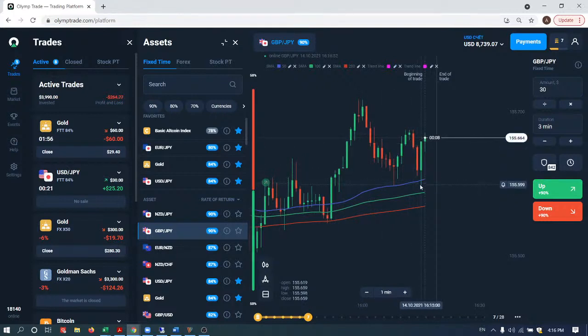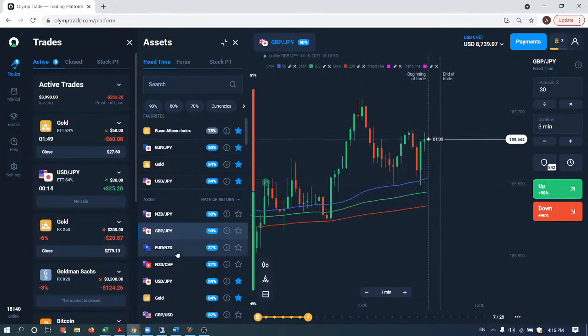Now the price quickly went down, and then made another pullback. And the level of support works very well.